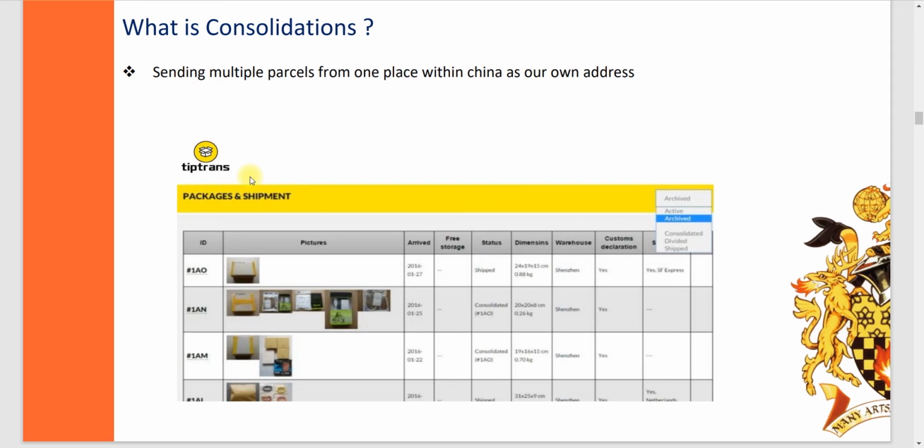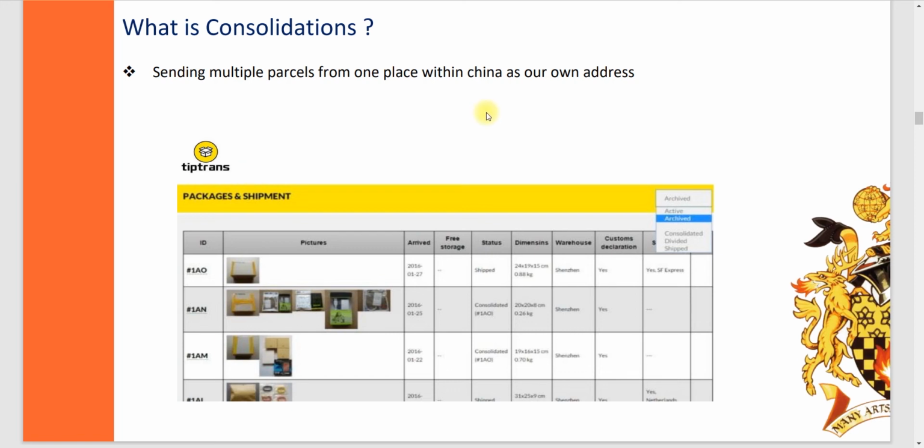So you can purchase an address there on TipTrans, and after that you can give that address as your home address to the suppliers. The supplier will send all of those samples to that TipTrans address that you have purchased. And in most cases, China suppliers provide free shipping and free samples if you ask them to deliver the sample to any address in China.